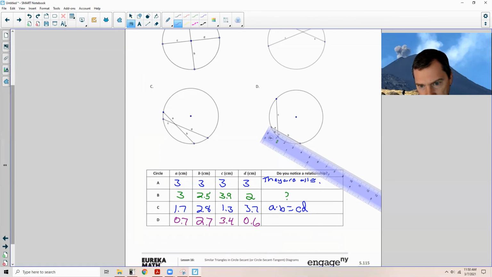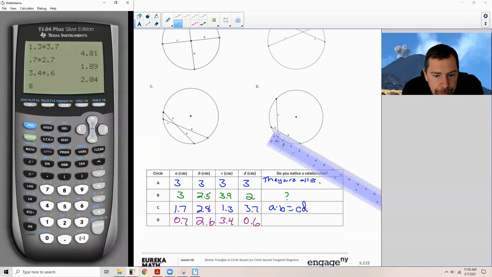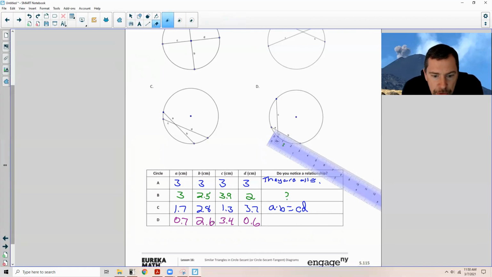So this is 0.5, 0.6, 0.7. Maybe that's just, I do have 0.7 for A, don't I? Yes, 0.7. And this one here is maybe 2.6. Okay, anyhow. That's going to make it further away. 0.7 times 2.6 is going to be less than that. So let's say this was 2.8.